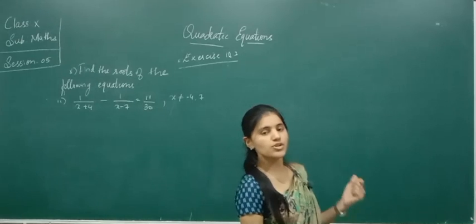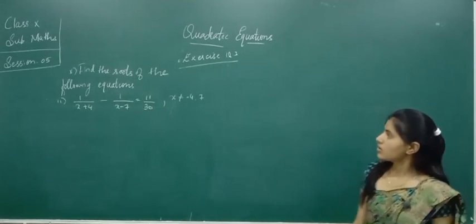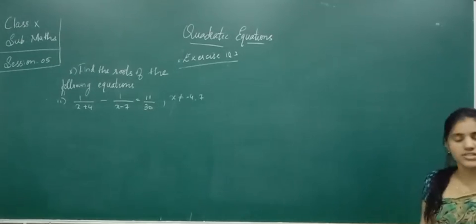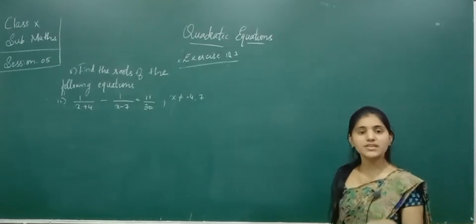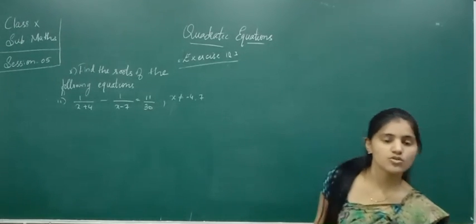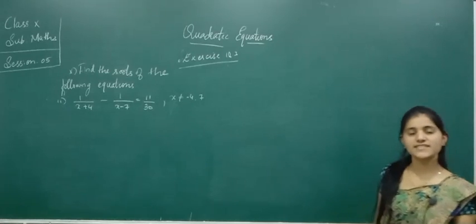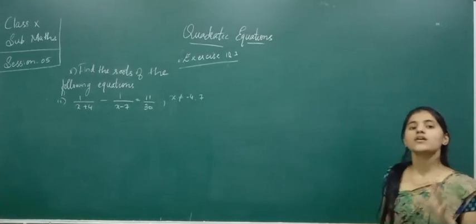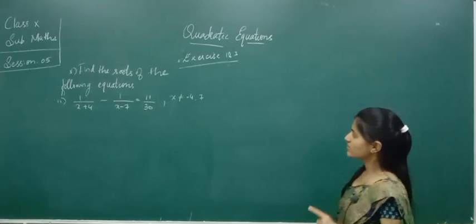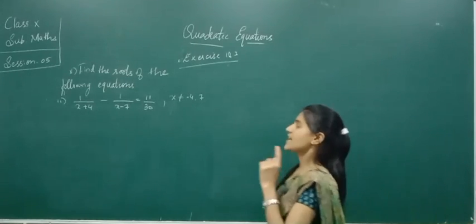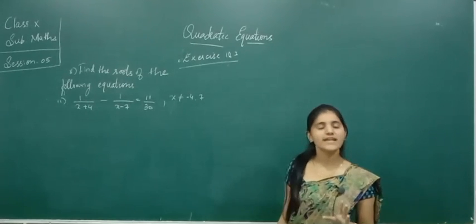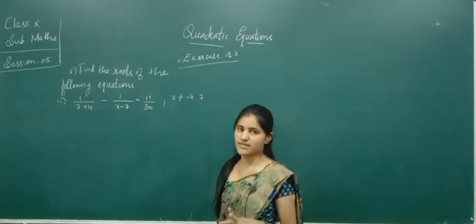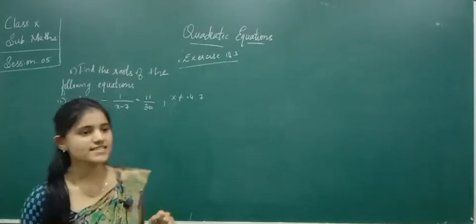Because if x is going to be minus 4, or if it is going to be plus 7, the denominator is going to be 0. What happens if the denominator is 0? That form is not defined. Hence they give the condition that x is not equal to minus 4 and x is not equal to plus 7. Now let us start finding the solution.